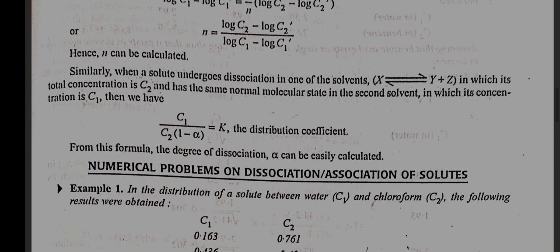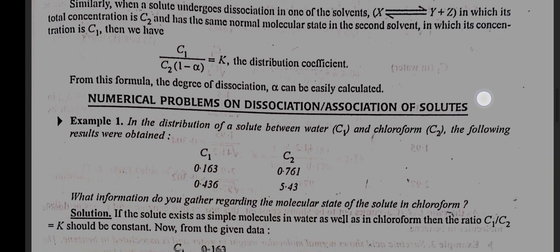Similarly, when a solute undergoes dissociation in one of the solvents, X tends to Y plus Z, in which its total concentration is C2, and has the same normal molecular state in the second solvent in which its concentration is C1. Then we have C1 divided by C2 into 1 minus alpha is equal to K, the distribution coefficient. From this formula, the degree of dissociation alpha can be easily calculated.